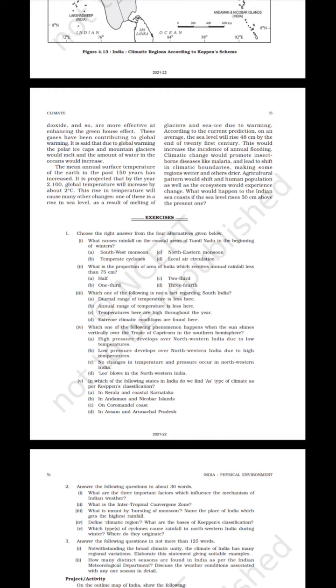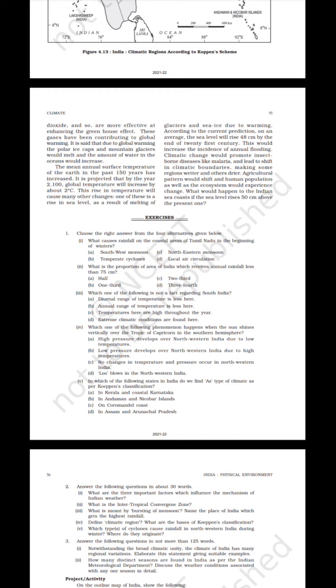Climatic change would promote insect-borne diseases like malaria and lead to shift in climatic boundaries, making some regions wetter and others drier. Agriculture pattern would shift and human population as well as the ecosystem would experience change. What would happen to the Indian sea coasts if the sea level rises 50 centimeters above the present one?